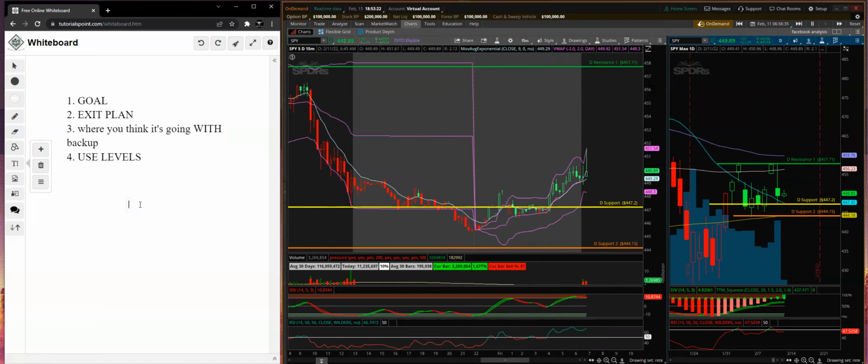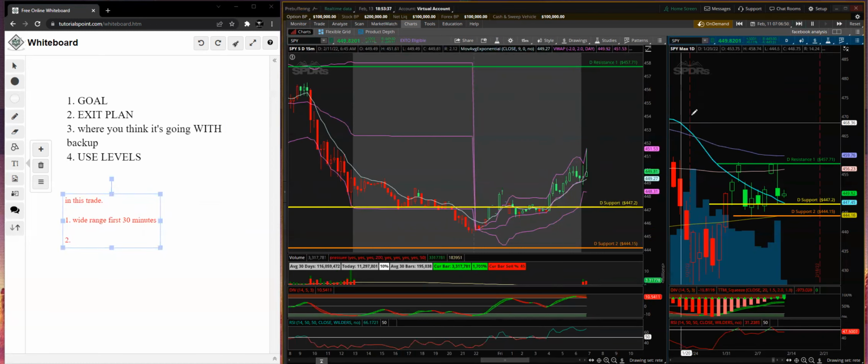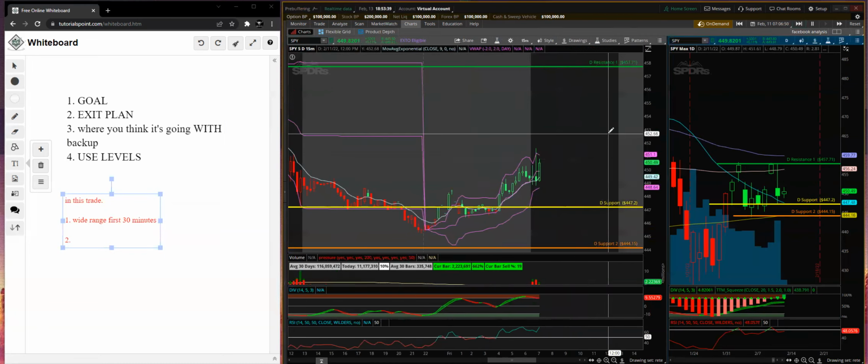Number one, this trade, we already know it's going to be a wide range, first 30 minutes. Number two, we'll have to wait for this. So it's currently 6:56. We're going to skip a little bit ahead once again.